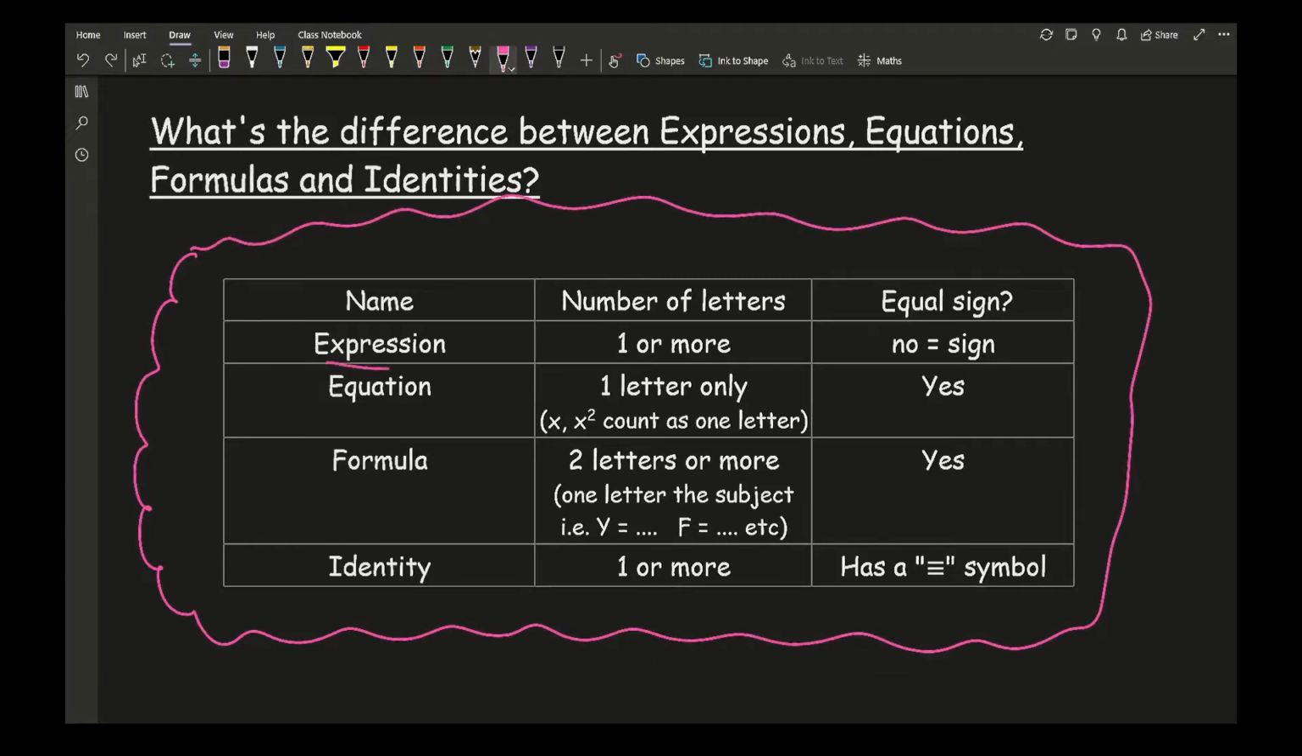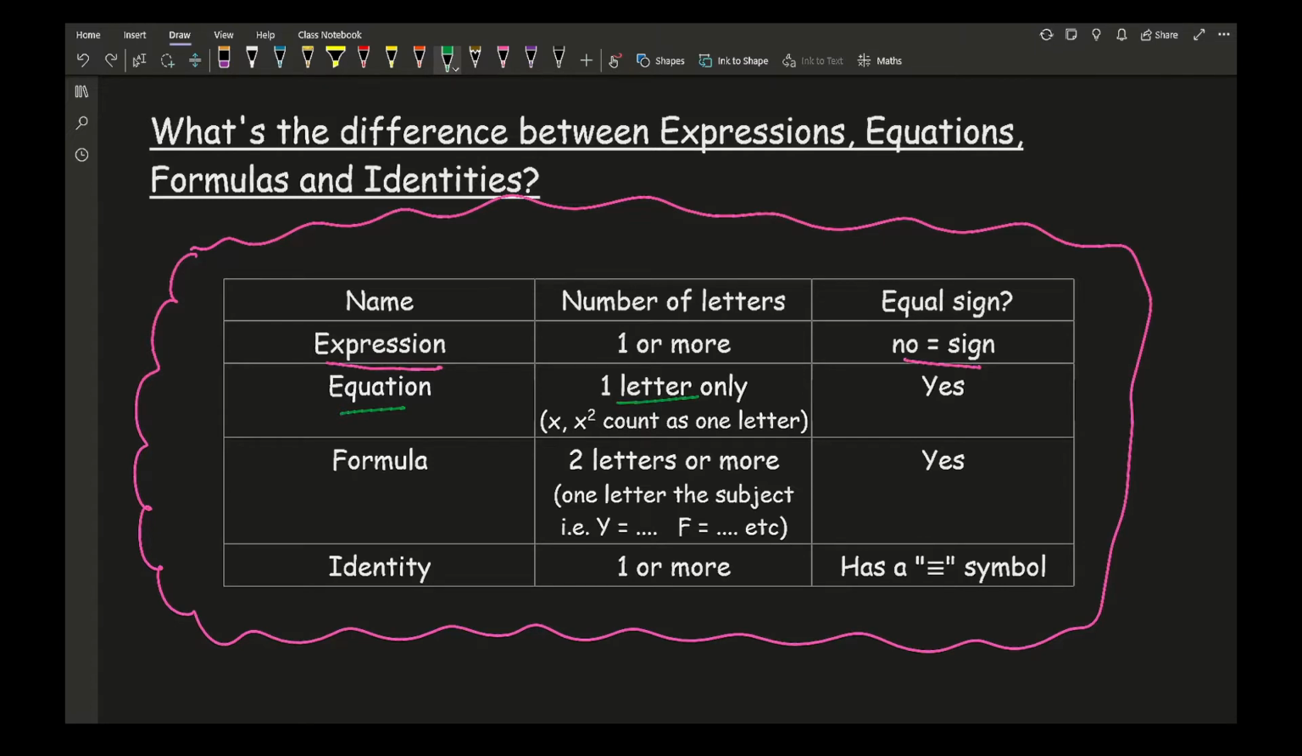So in terms of expression, now an expression is where you've got one or more letters and you have no equal sign. An equation is where you've only got one letter only. Now the key thing with this is that it's one letter physically. Now if a letter has got a power attached to it, you can count it as one letter.